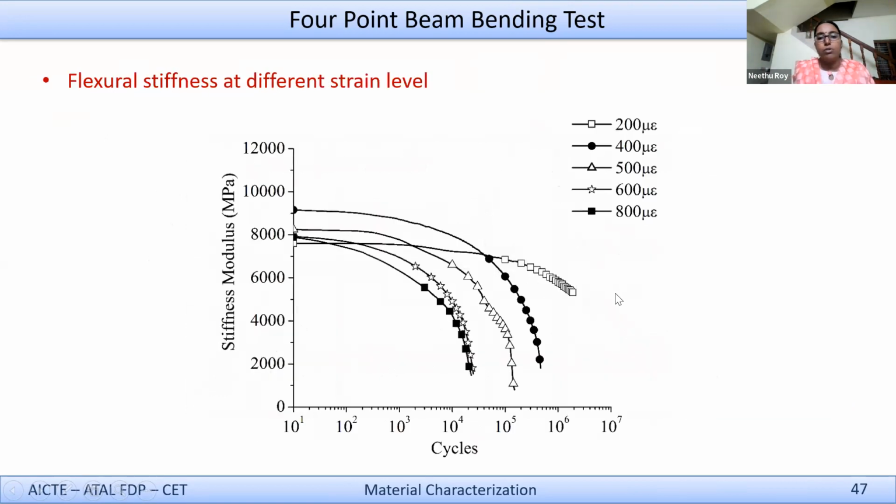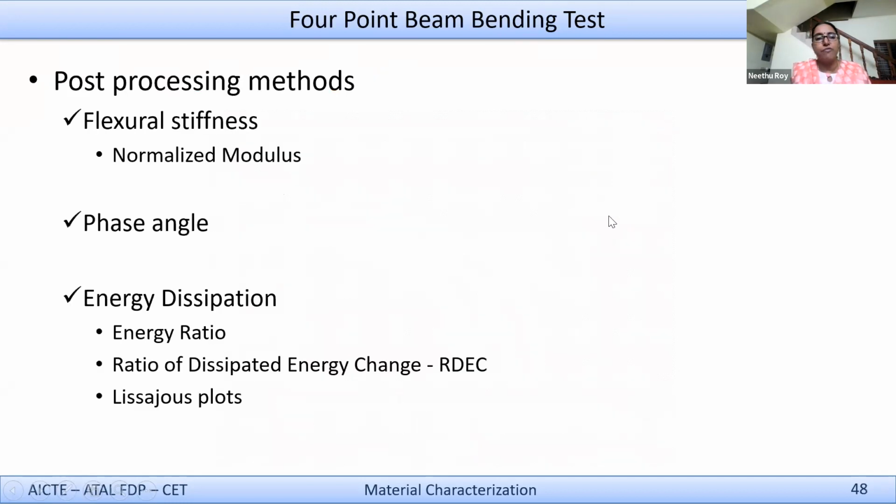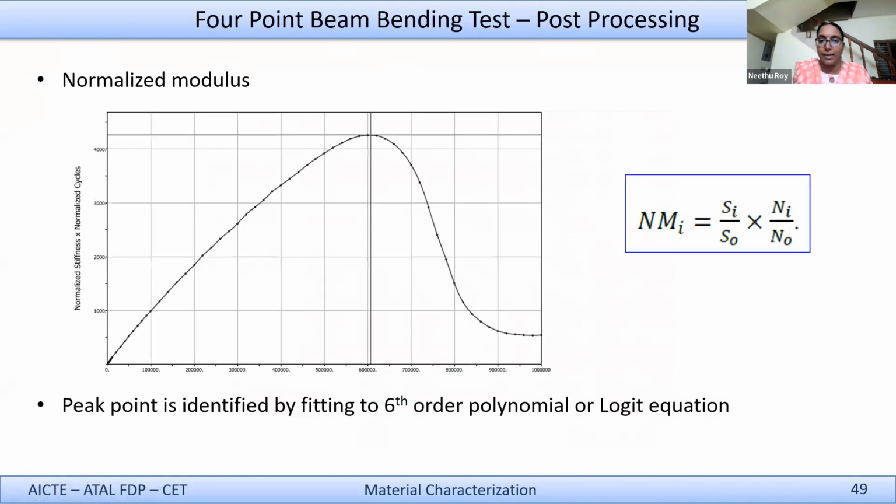Okay. Now, this is the stiffness modulus, which has been plotted for various cycles at different strain levels. You see that this is plotted for different strains. We are testing at different strain levels of 200 to 800 microstrain. You will get data like this. So this is typical data that you get from that. And again, you can have different post-processing techniques. You normally go for a normalized modulus. You see the phase angle, or you can have the energy dissipation techniques.